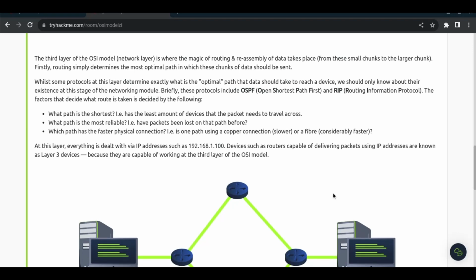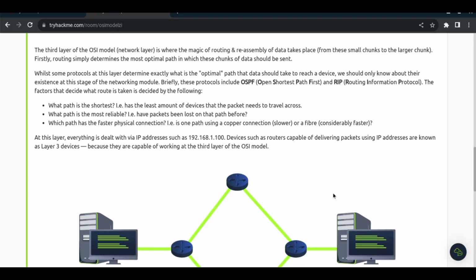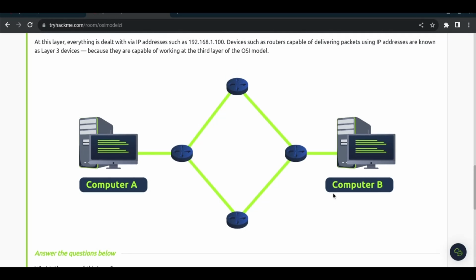At this layer, everything is dealt with via IP addresses, such as 192.168.1.100. Devices such as routers, capable of delivering packets using IP addresses, are known as layer 3 devices, because they are capable of working at the third layer of the OSI model. And here you have an example of what it's talking about.